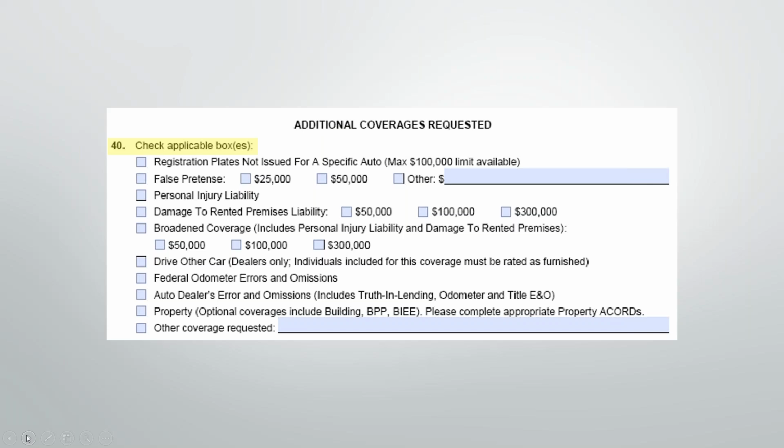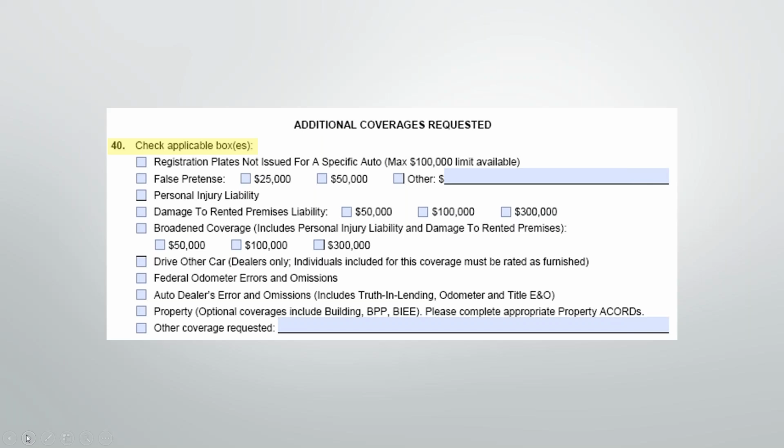It's a very inexpensive coverage to add on, and it's kind of an important one for dealerships to have, because they can be out $10,000 when it may have only cost them $50 to $100 to add on to their policy. A big one to get is the damage to rented premises. Back to your fire legal liability, you can lump it in with personal and advertising injury, which would be the broadened coverage.